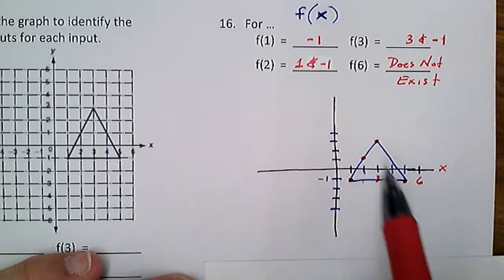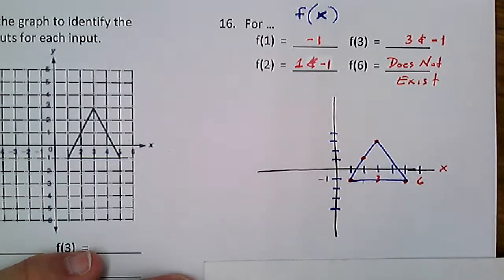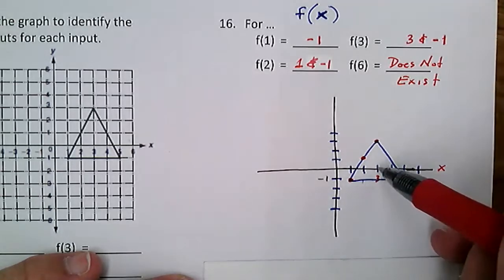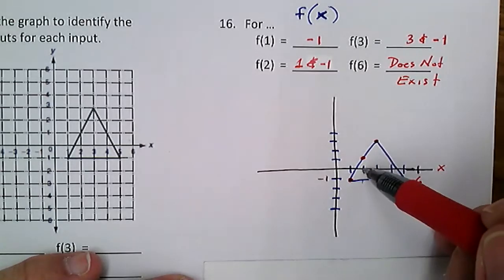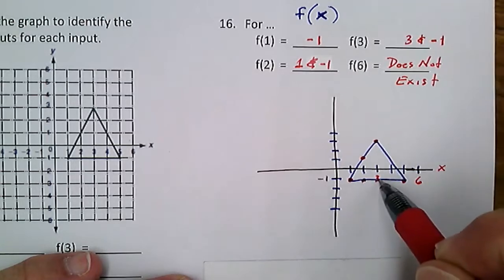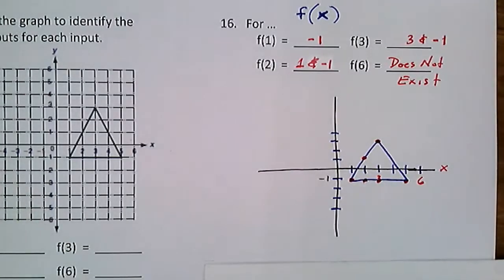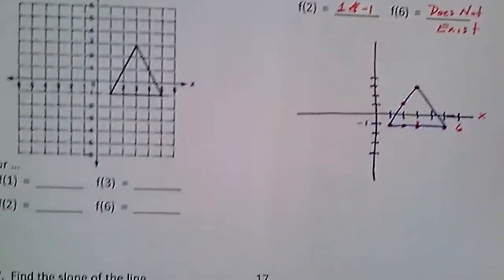But then on 6, if I go 1, 2, 3, 4, 5, 6, well, the graph doesn't hit 6, right? It stops at 5. So this we'd say does not exist or undefined. So that hits in 2 places. This one hits in 2 places, right? It hits there, and this one hits right here and up there.